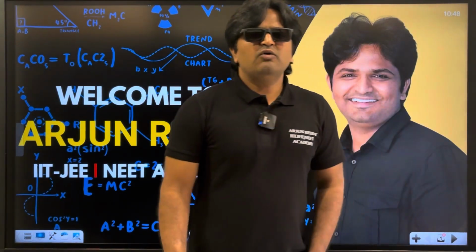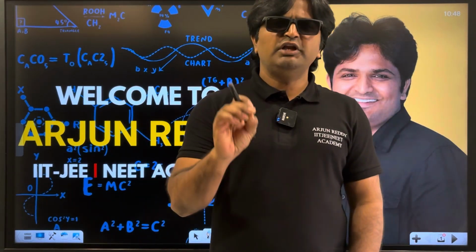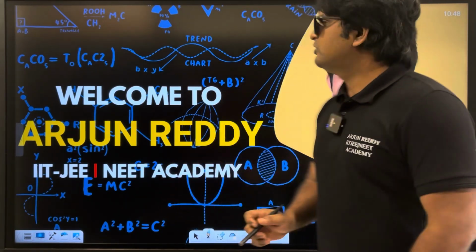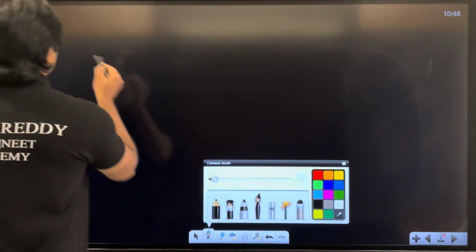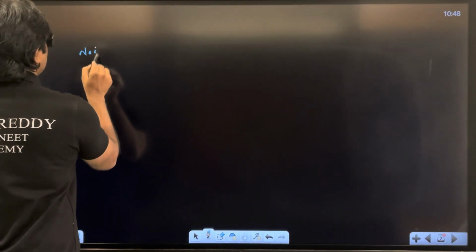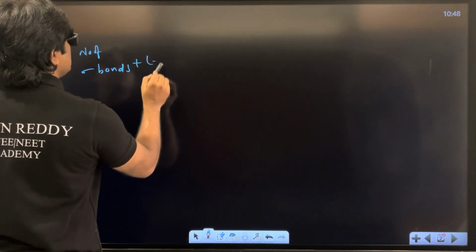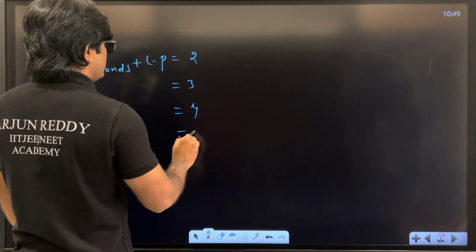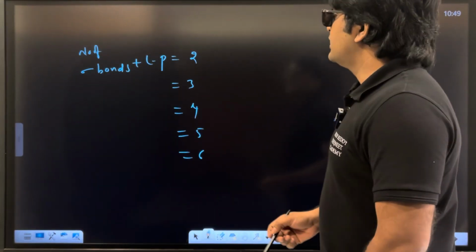Hi students, now I am going to give a shortcut method for hybridization. Without any formula we can calculate the hybridization of a given inorganic molecule. Just remember one thing: the number of sigma bonds plus lone pairs equals 2. Sometimes you get 3, 4, 5 and 6. A maximum of up to 6 is enough for inorganic molecules.